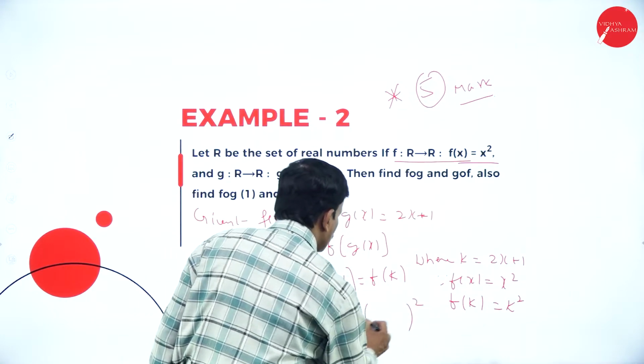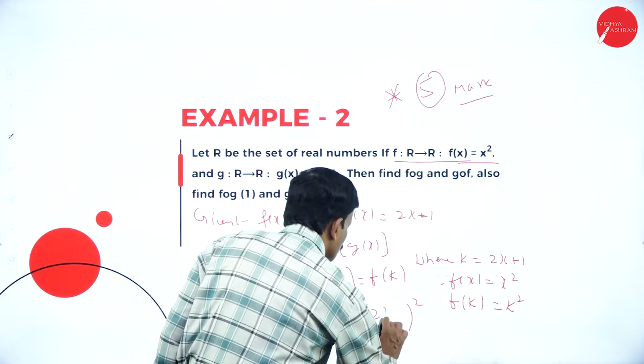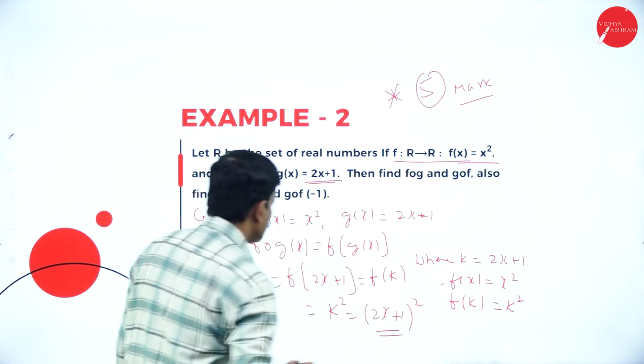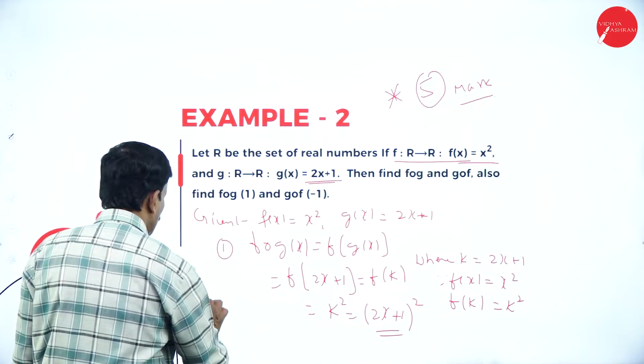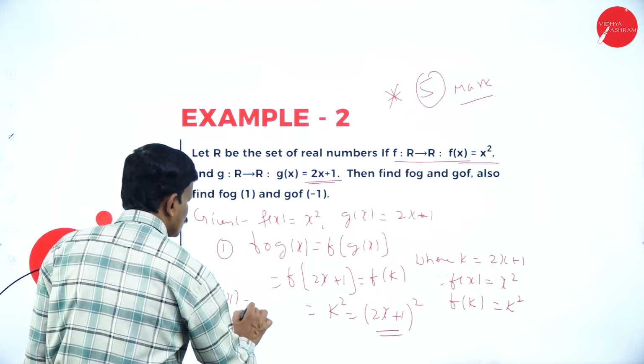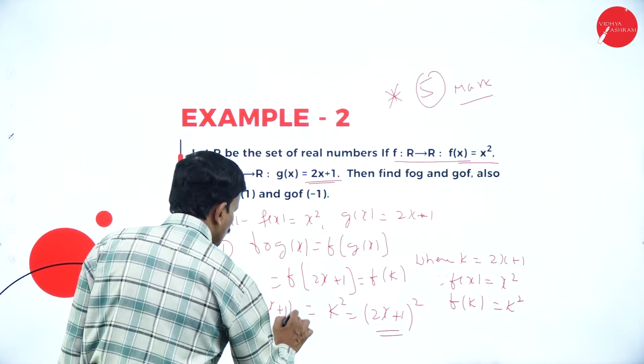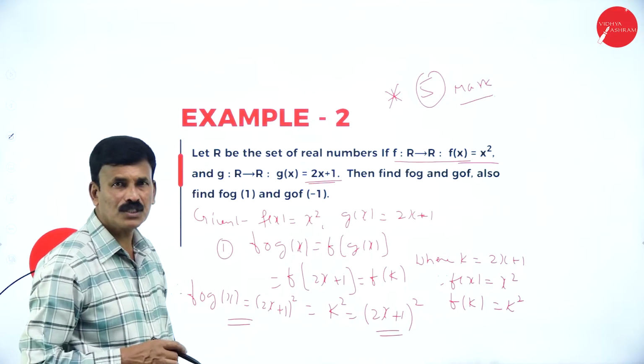Now, substitute the value of k. What is k? We have taken 2x plus 1 whole square. Therefore, the value of f naught g of x is equal to (2x plus 1) whole square. That's it. Okay, listen to me here.